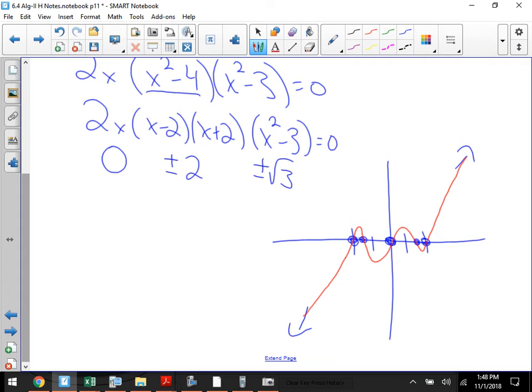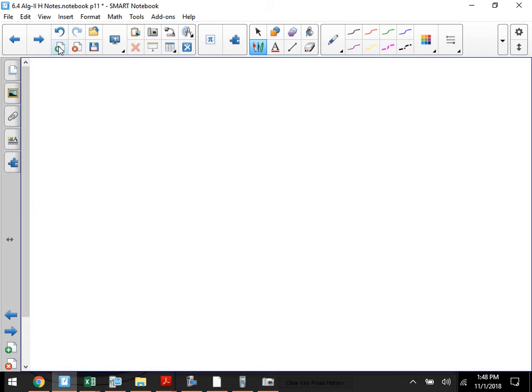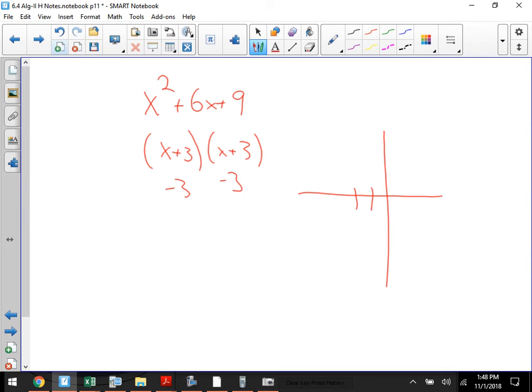Okay. I have an example. Think of it this way. Go back to when we did this one. That's why we're practicing now. When you factored x squared plus 6x plus 9, what were your 2 terms? It was x plus 3, x plus 3. That meant your zero was at negative 3. It had multiplicity of 2. So when you graphed that, it changed direction at that point.